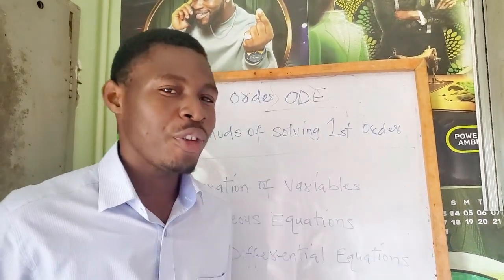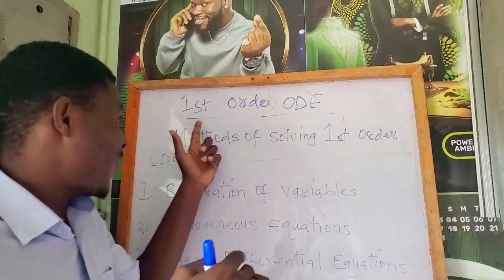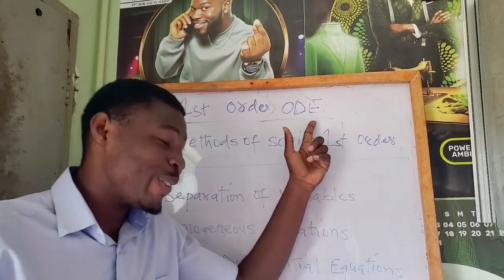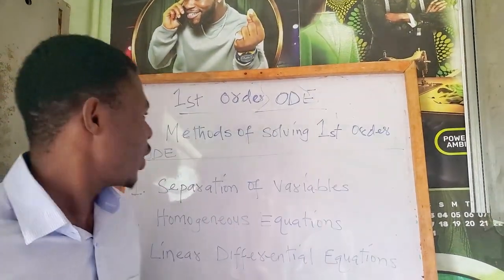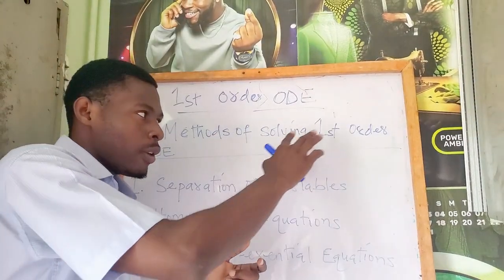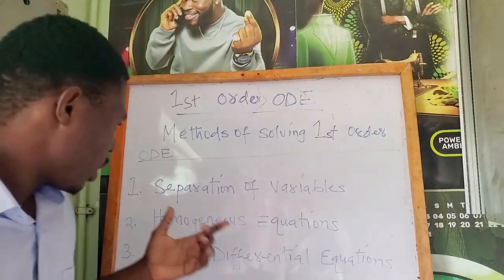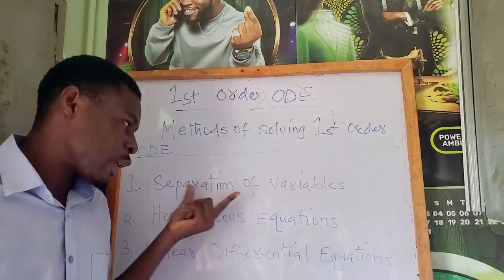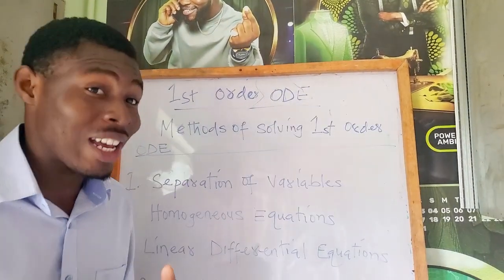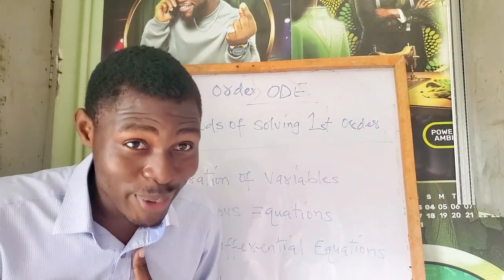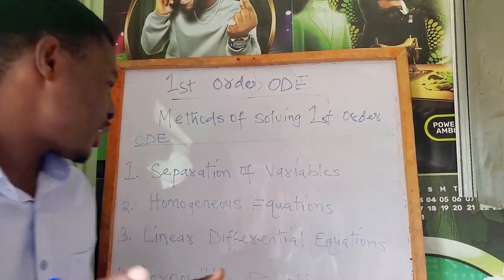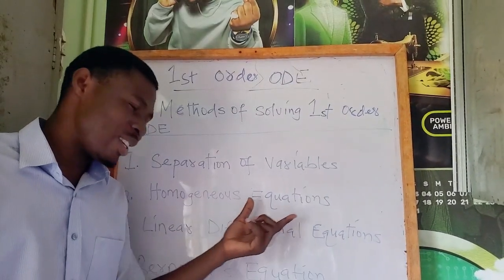In the next couple of videos, we are going to be looking at first order ordinary differential equations. We are going to be looking at the methods of solving first order differential equations. The first method we are going to be looking at is separation of variables, or as I like to call it, variables separable. Then secondly, we look at homogeneous equations.